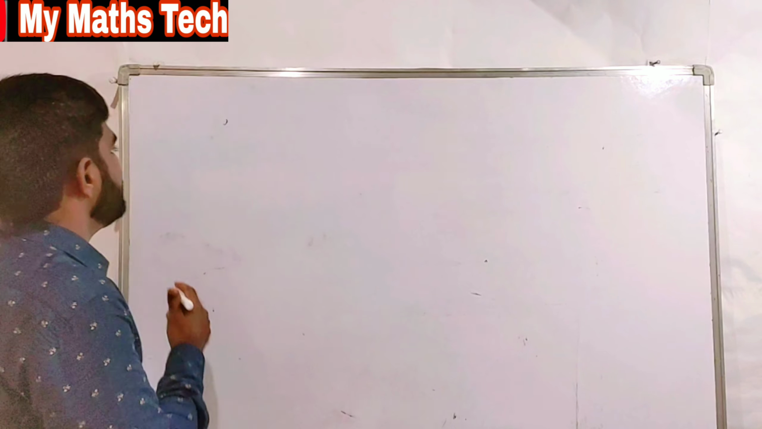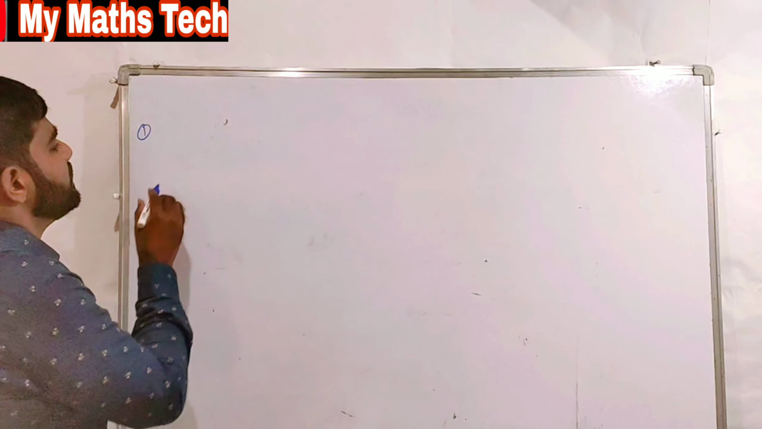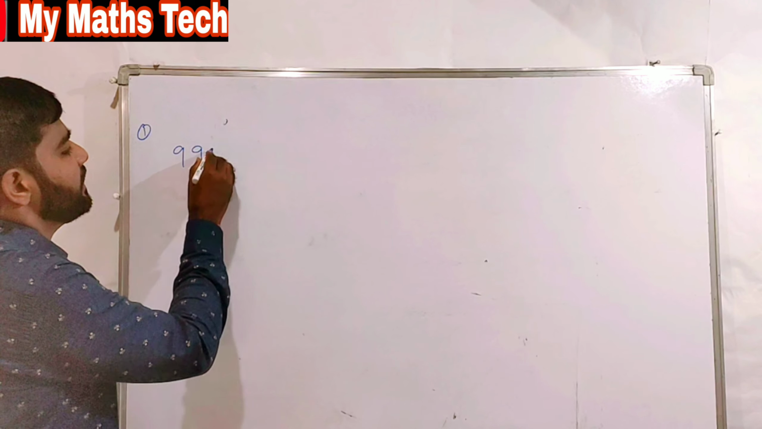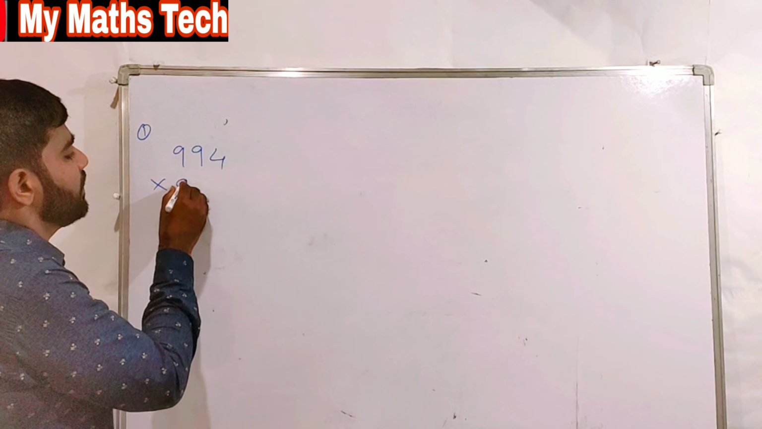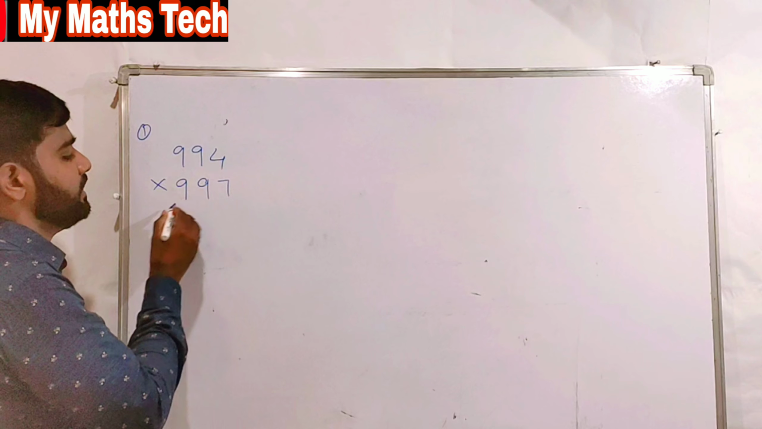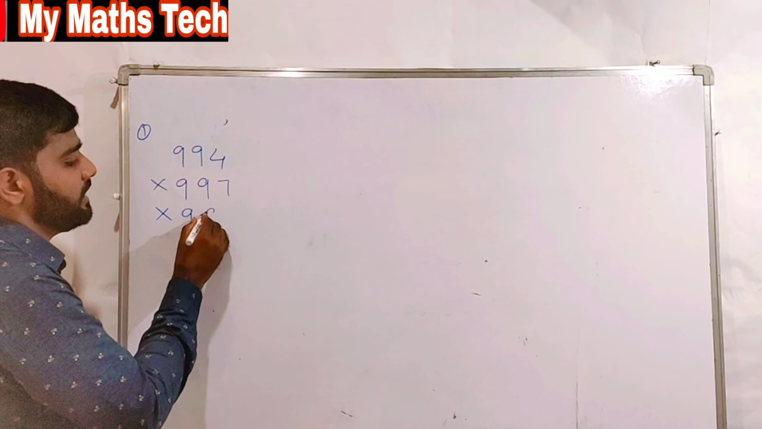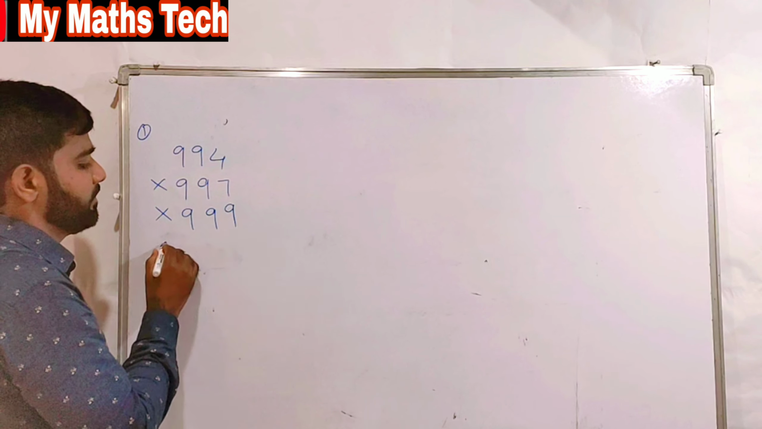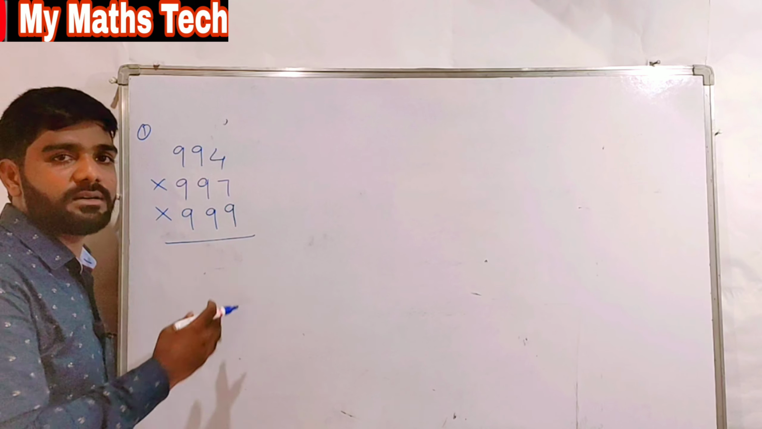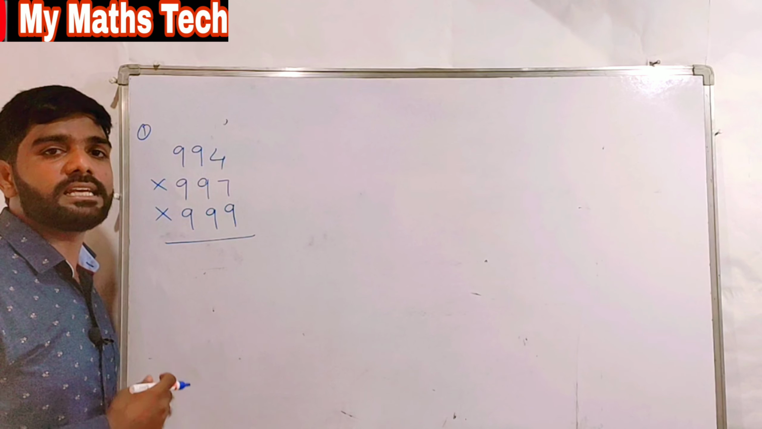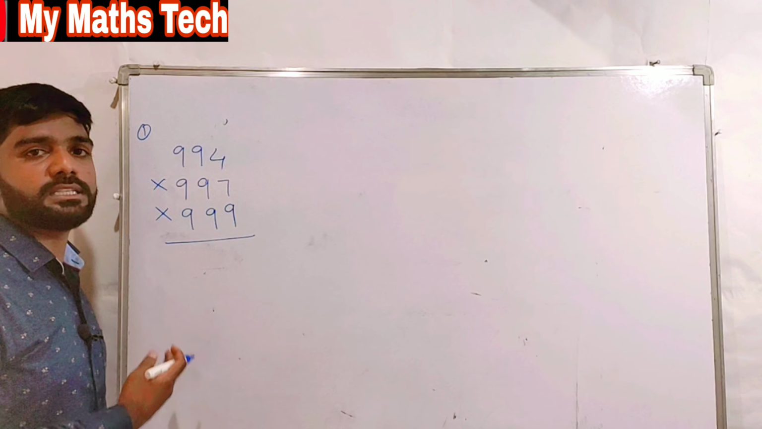The first example: 994 into 997 into 999. Friends, these three numbers are less than 1000 and nearest to 1000. So we can apply the formula.